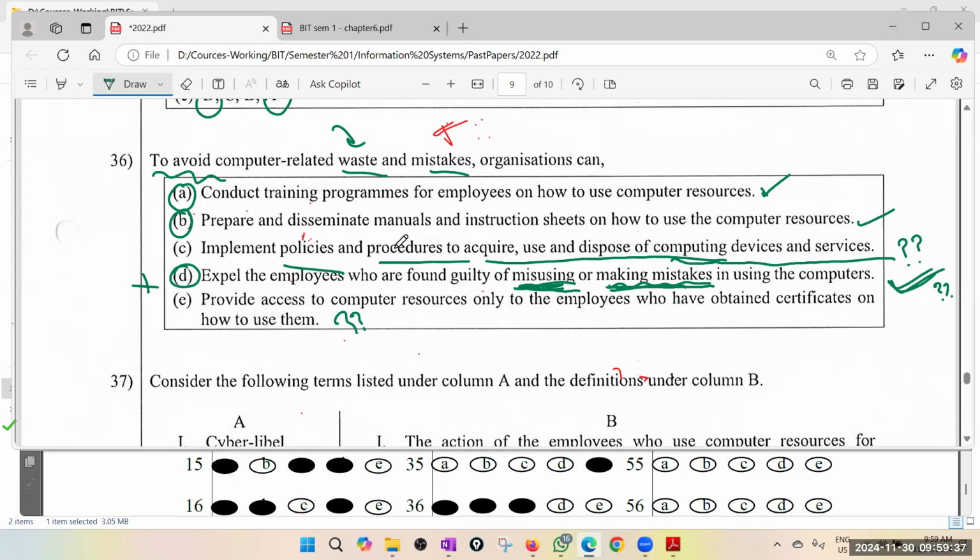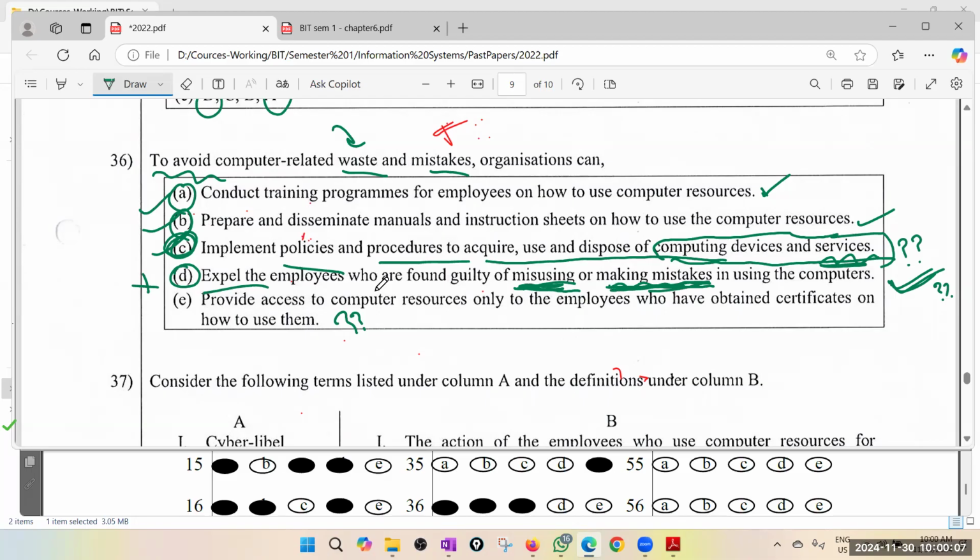Okay, so the examiner has not taken this, but the examiner has taken C: implement policies and procedures for acquiring, use and disposal of computing devices and services. Yes, I think this is the answer. I thought it is only hardware, but you can see services are also there. Services means basically the software. So I should have taken C. So the answers are A, B, and C. The examiner has thought that just because people make mistakes, you should not expel people.